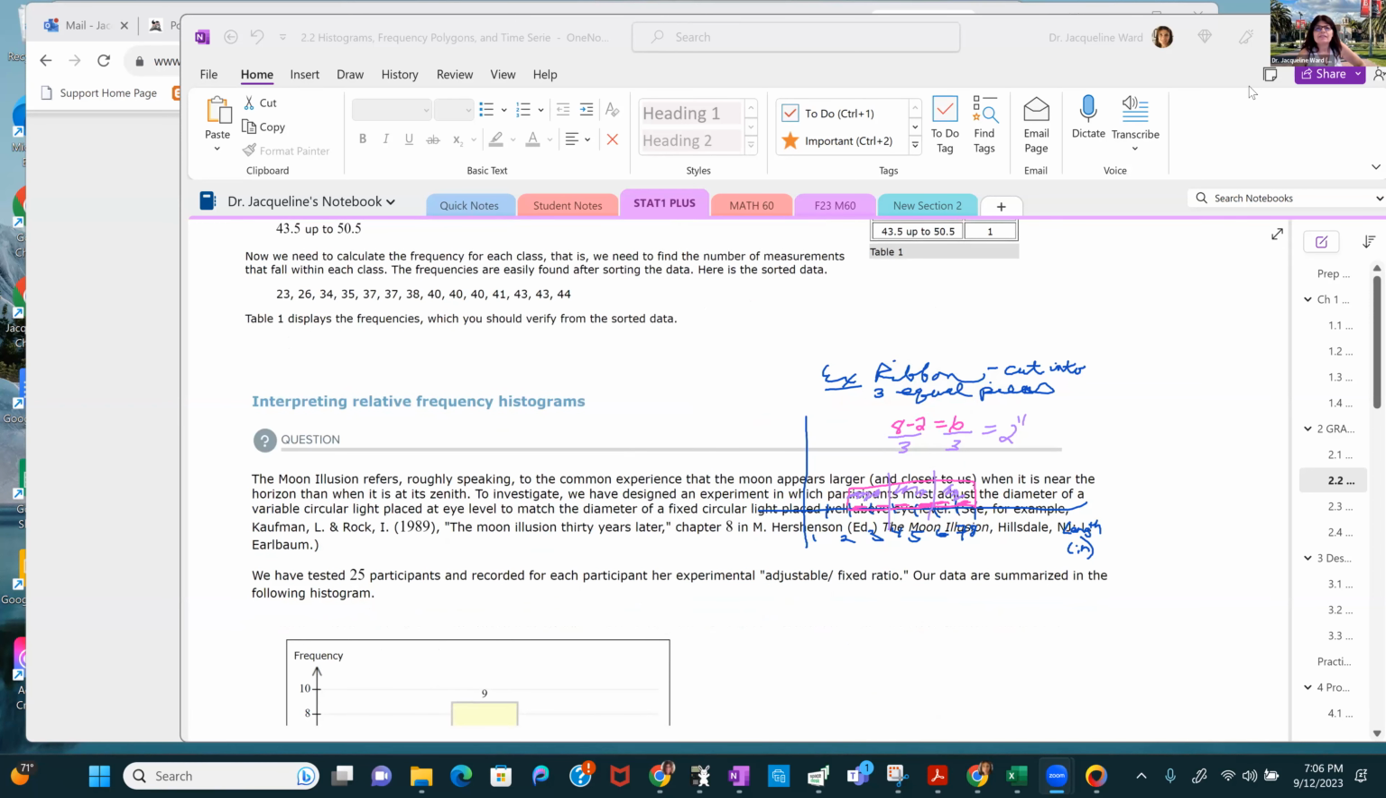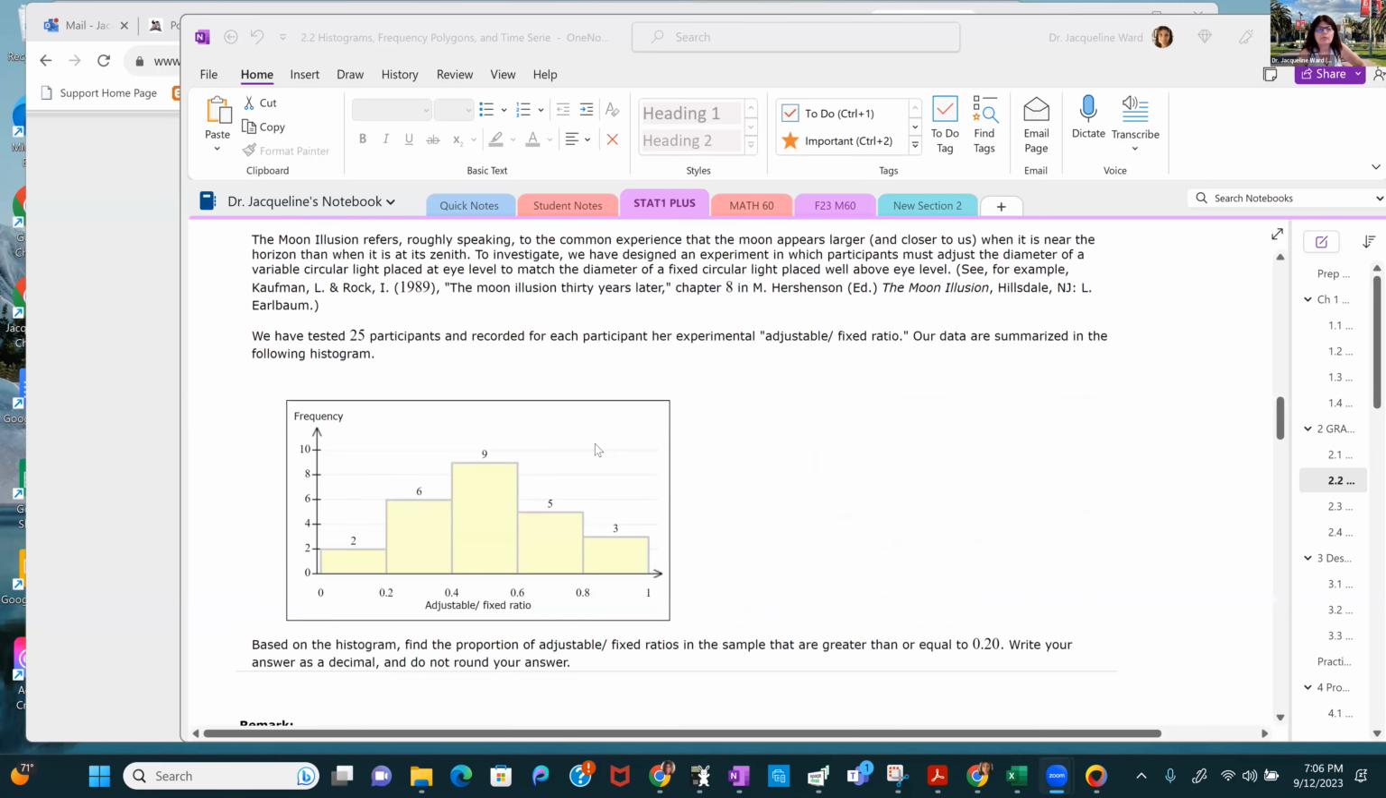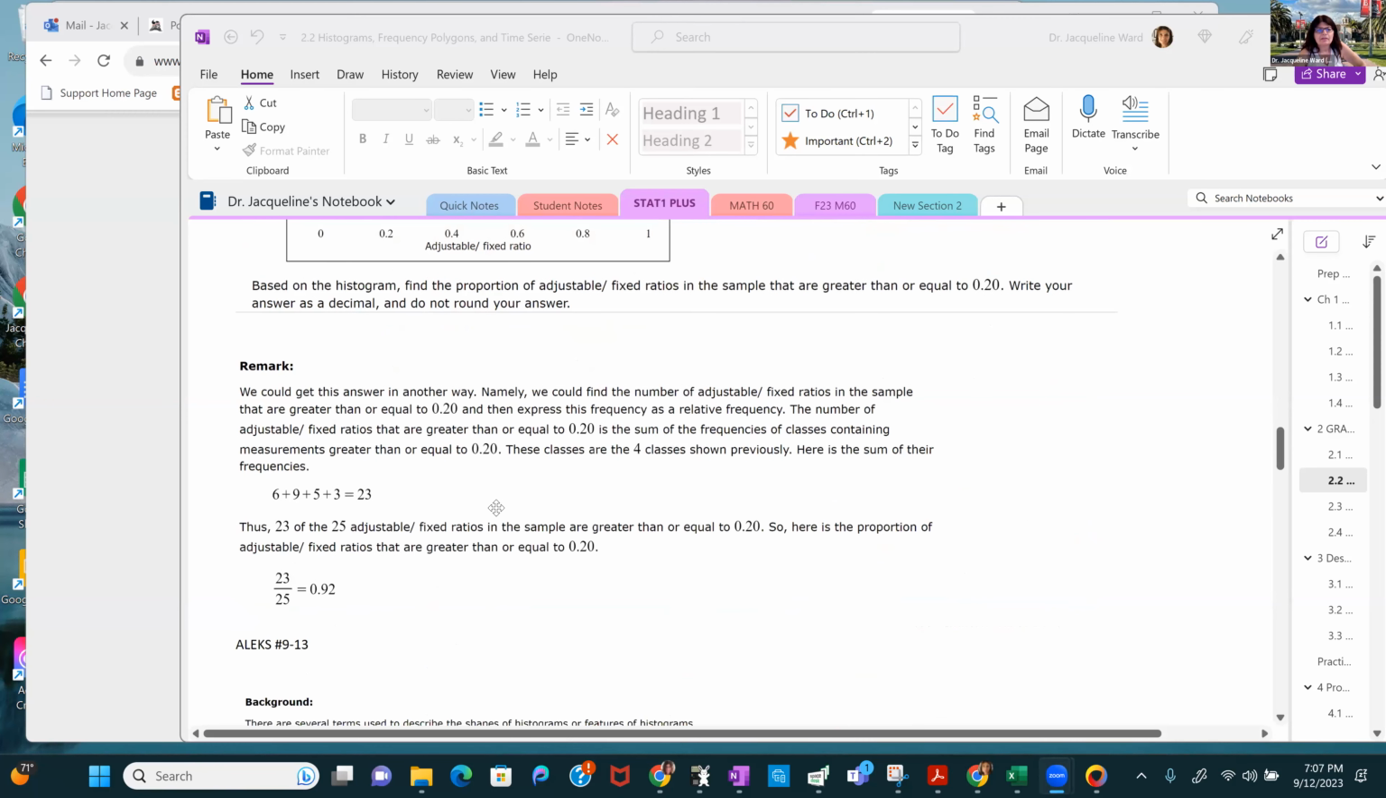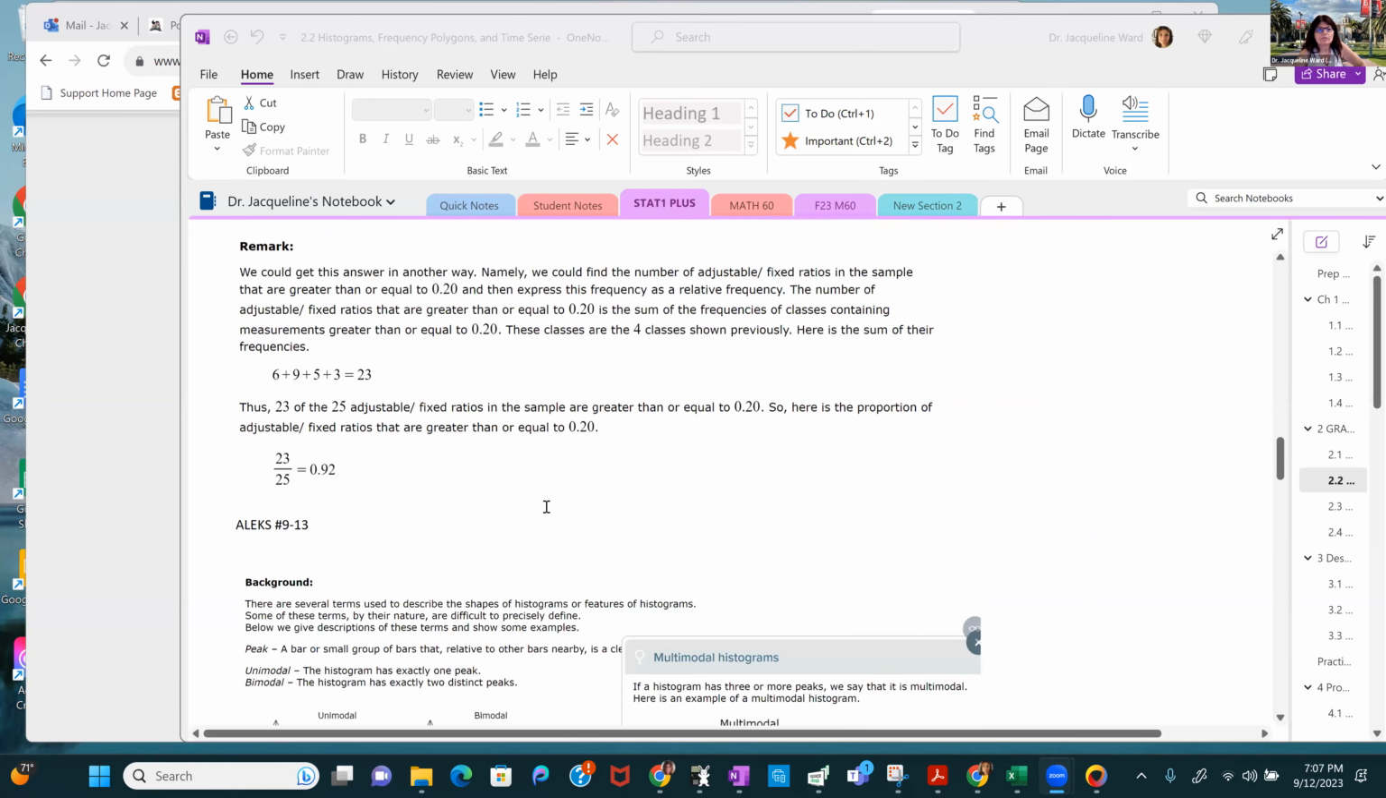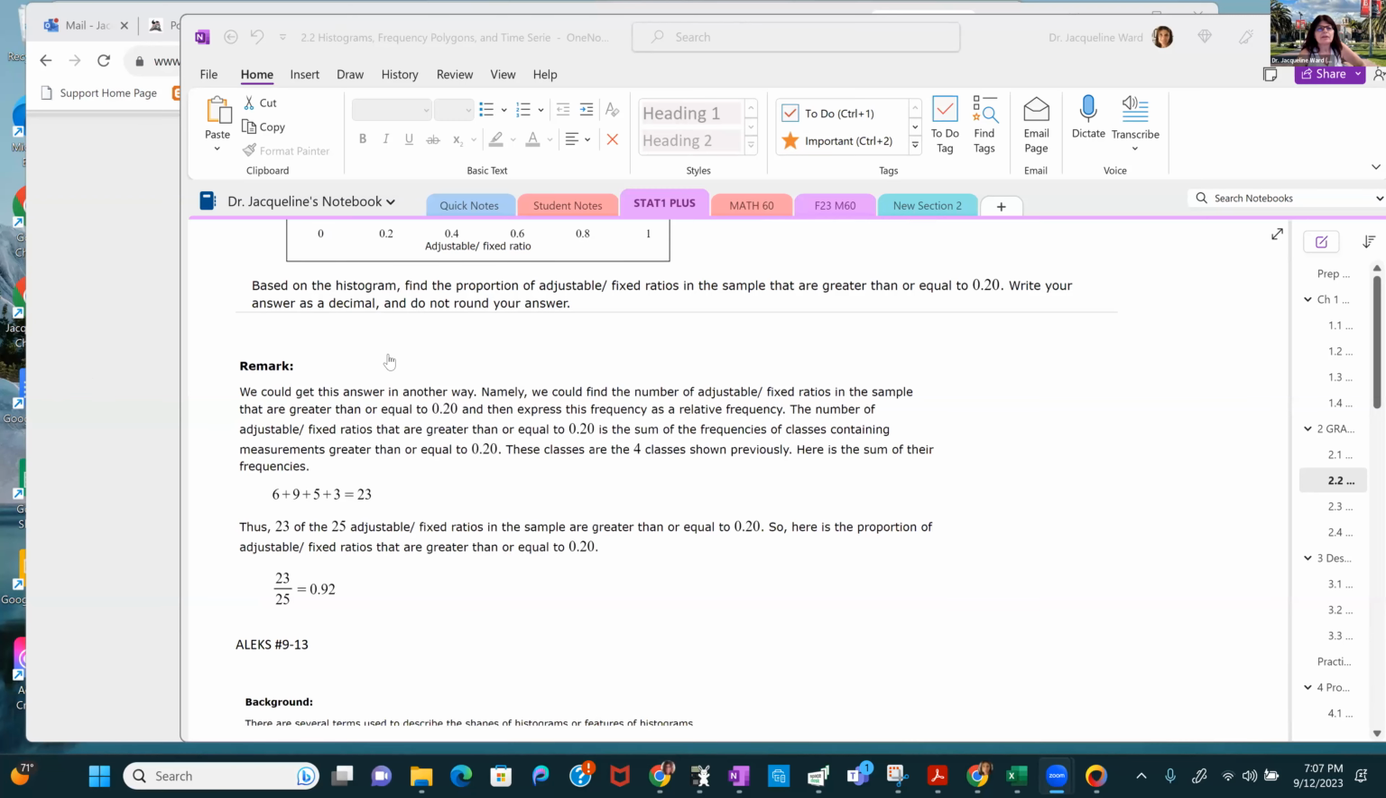And then there are relative frequency histograms. I'm just going to show you in Alex. So yeah, let's go ahead and do 9 through 13.